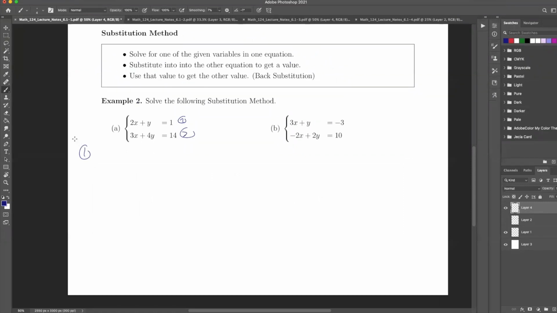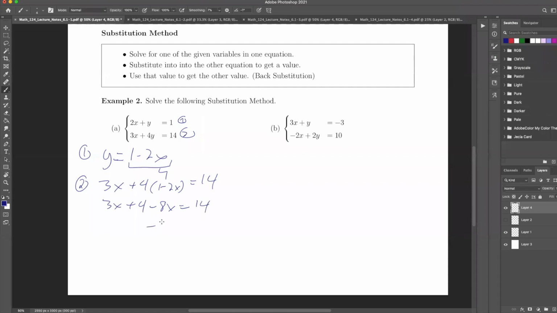So I'm going to solve 1 for y. So I'll have y equals 1, and I'm going to just move over the 2x. So I solved this for y. Then I'm going to plug it into equation 2. So here would be 3x plus 4 times y. What is y? Well, y in this case I know to be 1 minus 2x. So I just substitute that in here, equals 14.